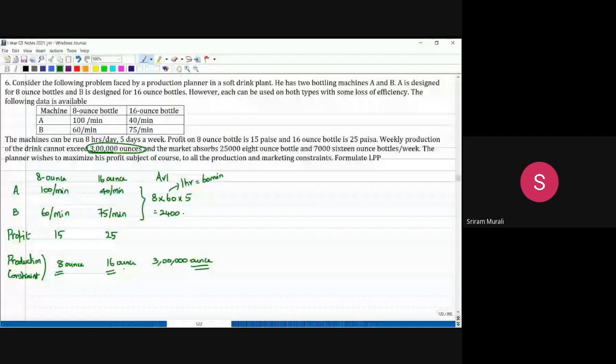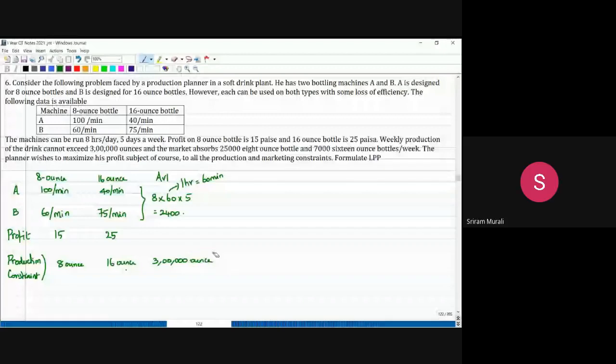Have you understood this? The production constraint is given for the maximum you can produce. Weekly production cannot exceed, so this is a maximum. For 1 16 ounce bottle, it is 1 into 16, for 2 it is 16 into 2. Everything is given in this unit, so my assumption in the given unit is 8 and 16. Is that clear? Yes, sir.